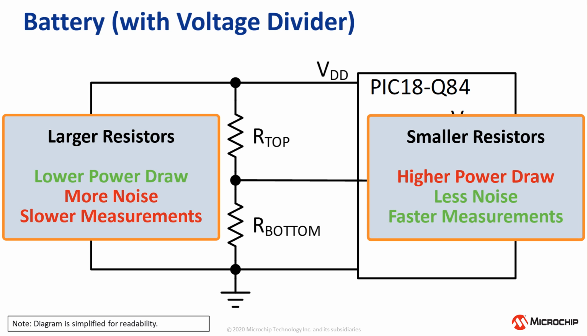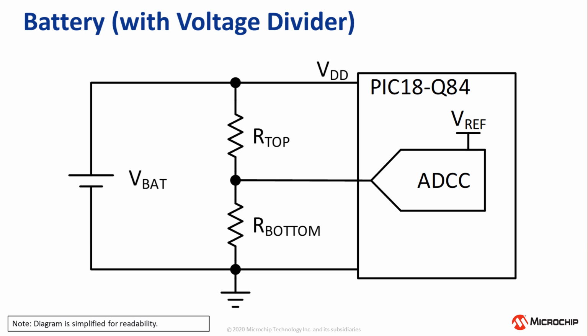The larger the impedances are, the lower the power loss of the battery is. However, this increases the required acquisition time and the noise of the circuit. Setting the ADC to one of the averaging modes may improve the signal-to-noise ratio of the circuit.